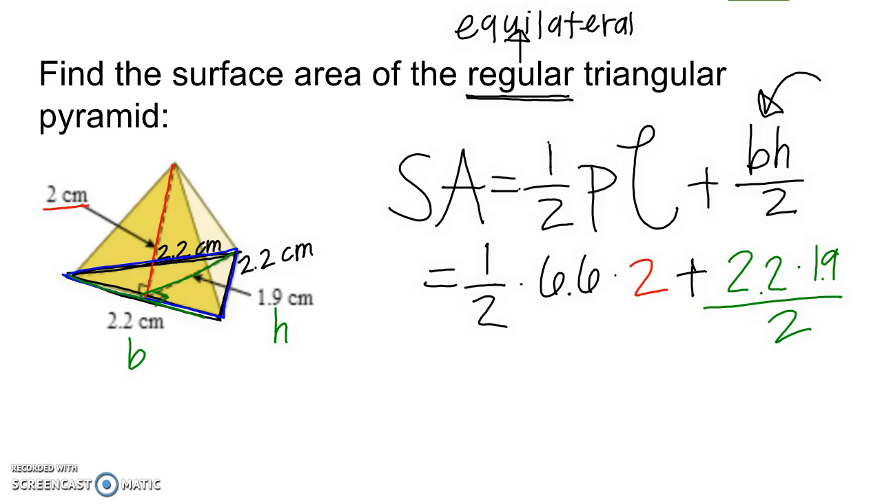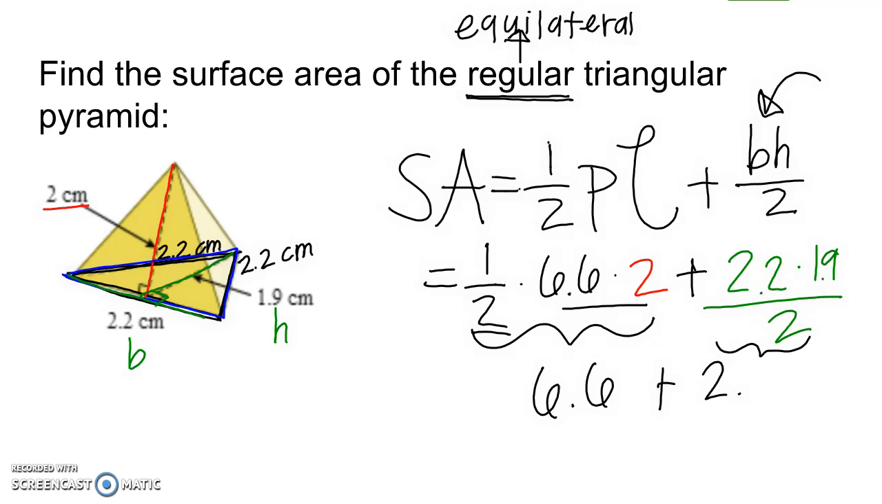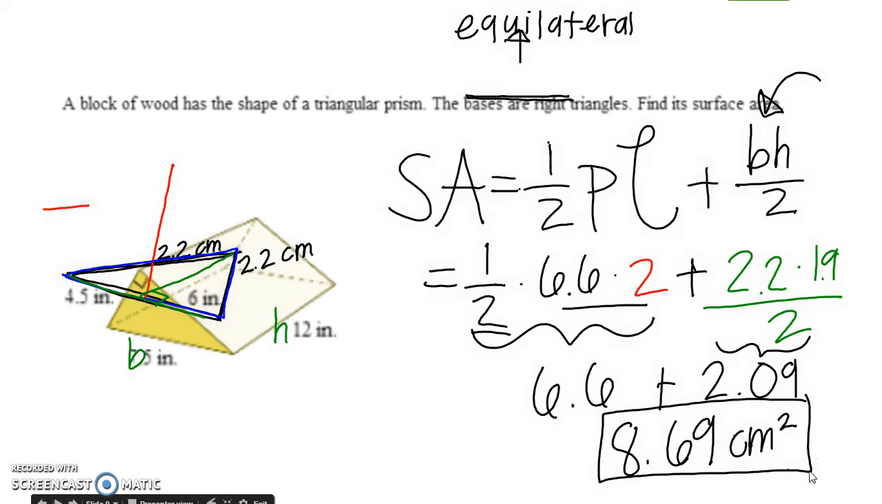Alright, so I start over here. I'm going to multiply 6.6 times 2, and then I'm going to divide it by 2 because of the 1/2. And I get 6.6. I'm going to do 2.2 times 1.9. And then I divide that by 2. So this is going to give me 2.09. And then I'm going to just add those together to get my final answer. 8.69 centimeters squared.